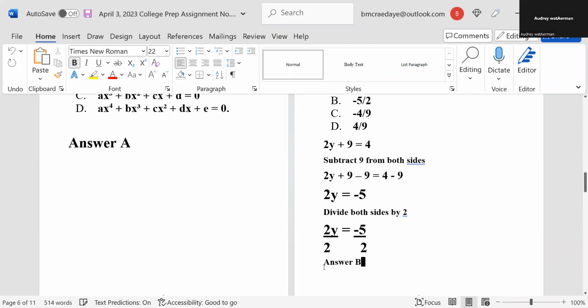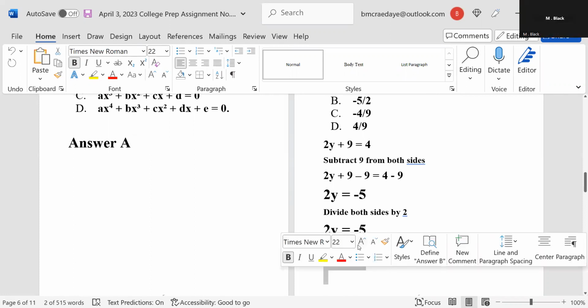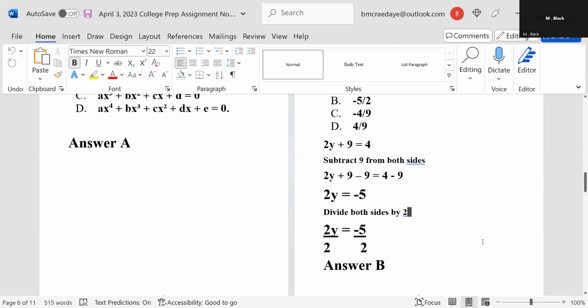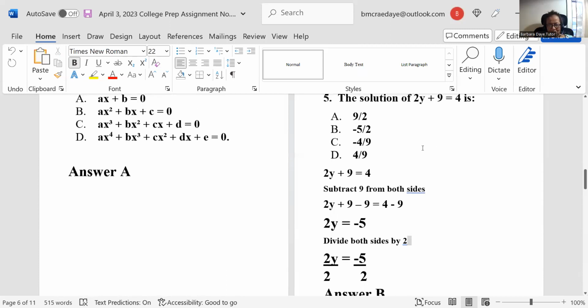Barbara, answer B. Yes, Mercedes, why did you put the answer like that? I don't understand. Why do I put the answer like what? Like -5/2 instead of the other form. Is it the answer? You don't have that kind of answer here, Mercedes.